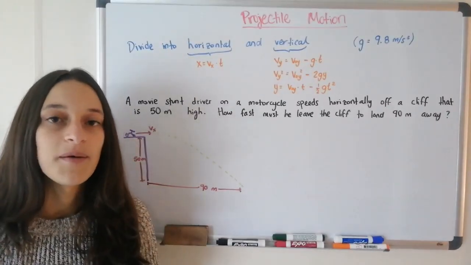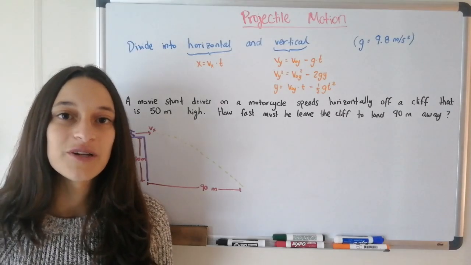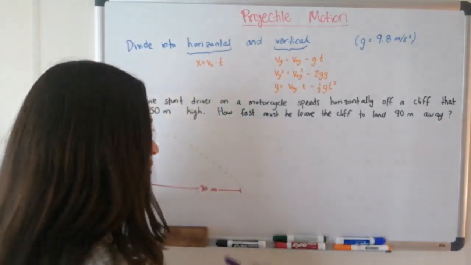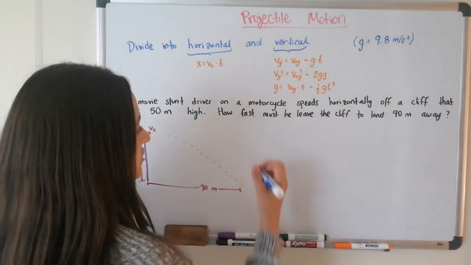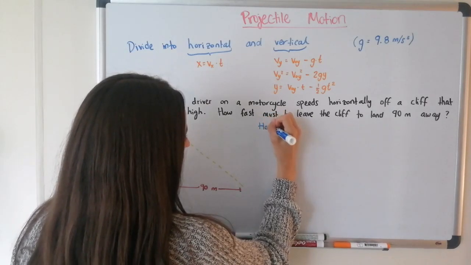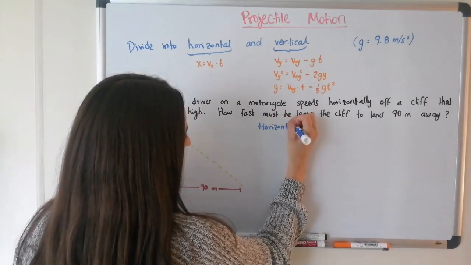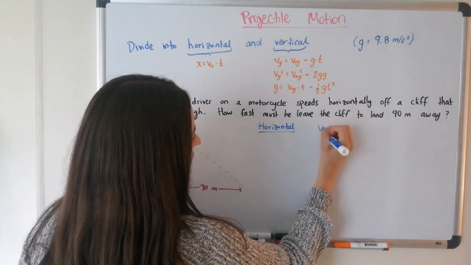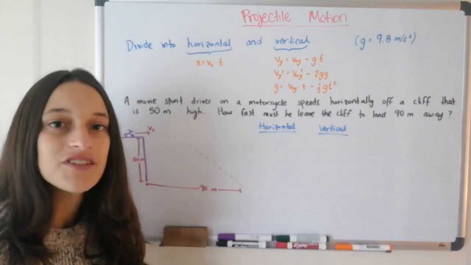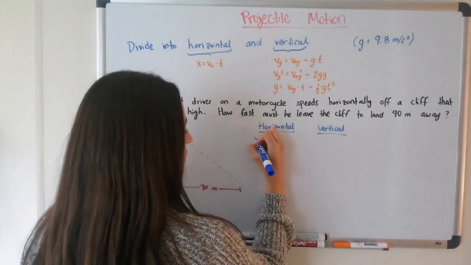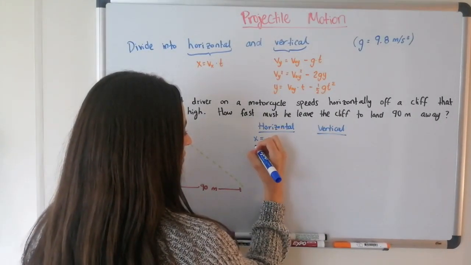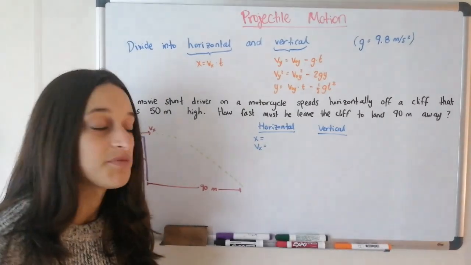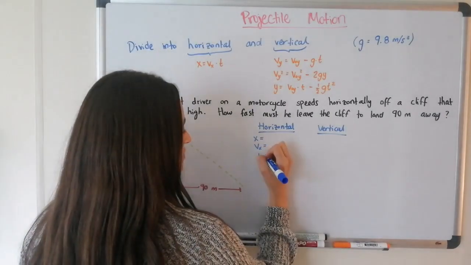So the first step to solve a problem like this is to list all of the variables in horizontal and vertical and start looking for which equations we can use. So first we say horizontal and vertical. And we always have the same variables that can appear. For horizontal, we have the horizontal displacement x, the horizontal speed vx, which is only 1 because it's constant, remember there's no acceleration, and the time t.